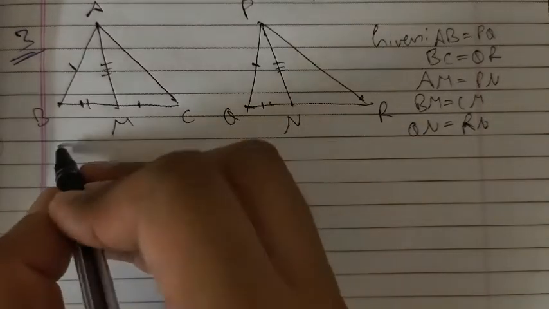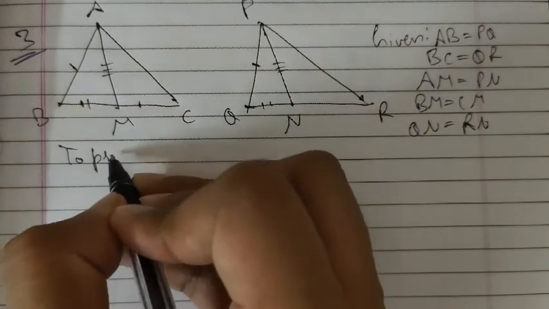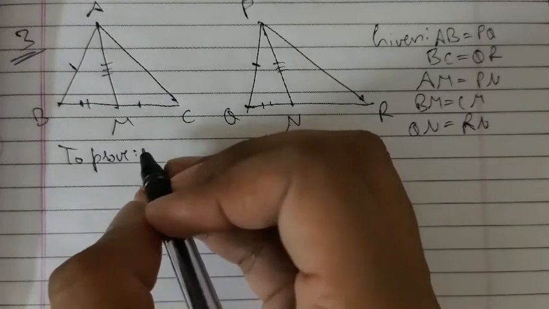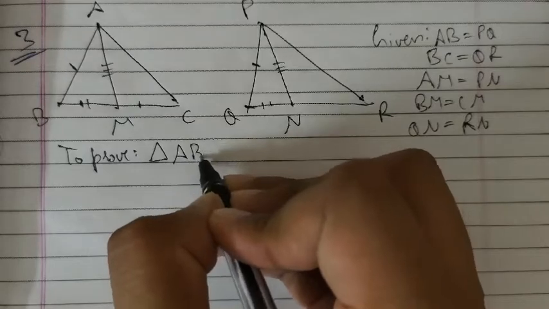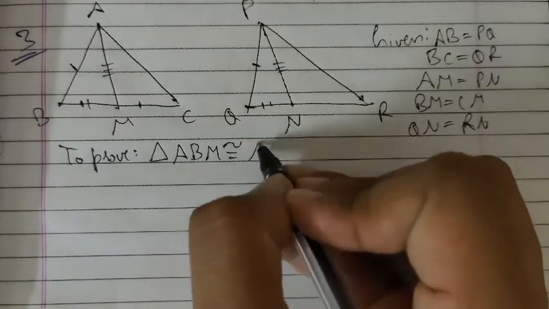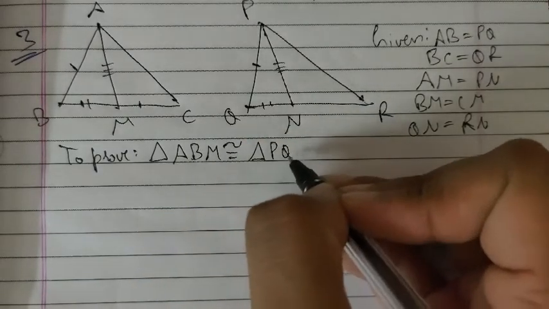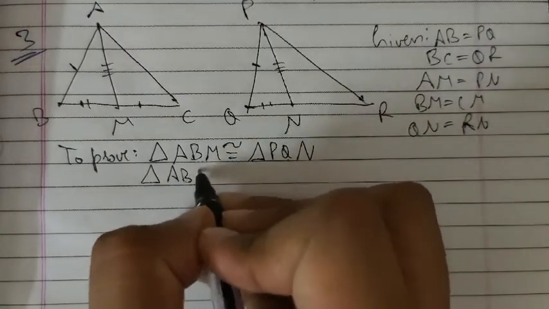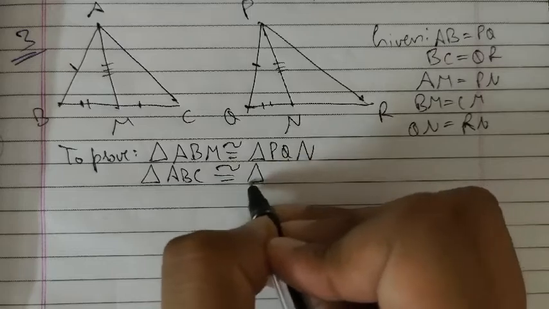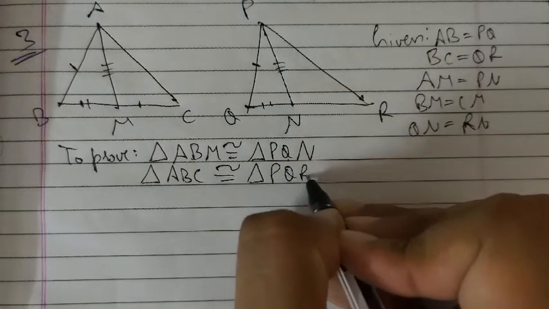So what do we have to prove? Triangle ABM is congruent to triangle PQN, and triangle ABC is congruent to triangle PQR.